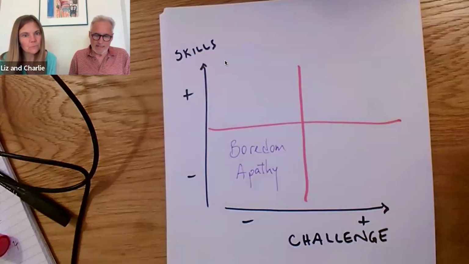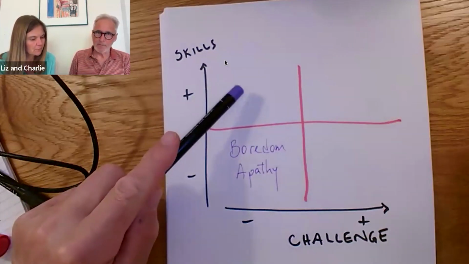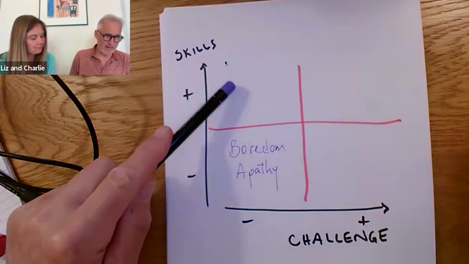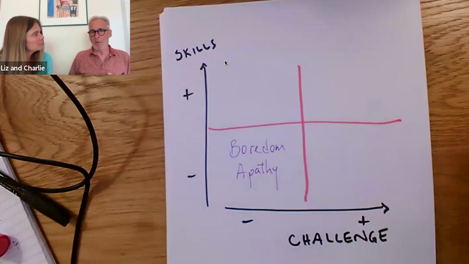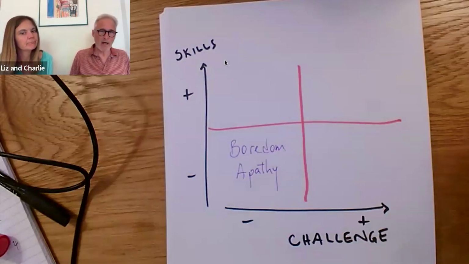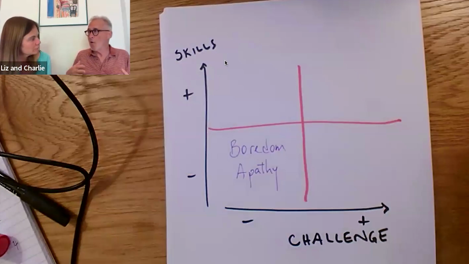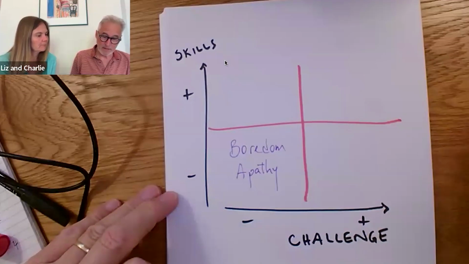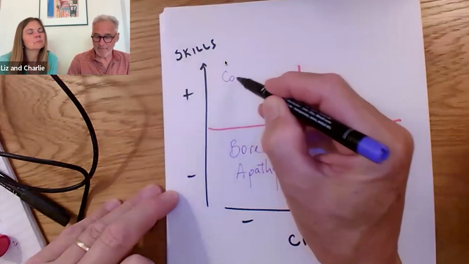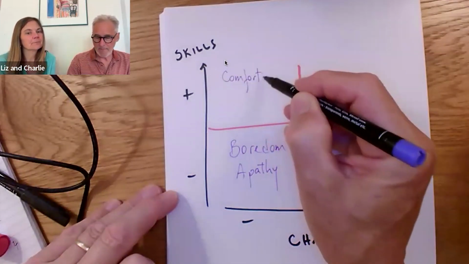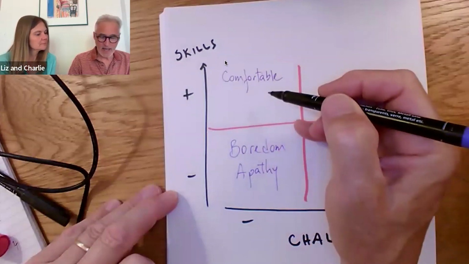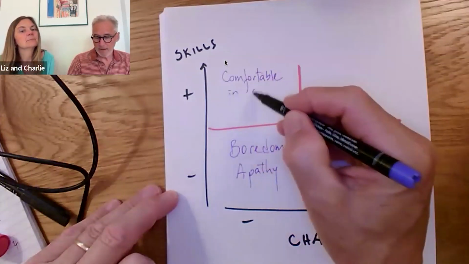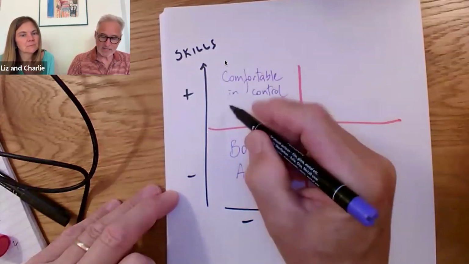Now, let's imagine we go up to the top left-hand cell, where students are using more developed skills, but the challenge is still lower than what they could be achieving. Okay. So the way that I'm picturing this is that the students will feel very comfortable here. They'll be in control. They'll feel quite relaxed.